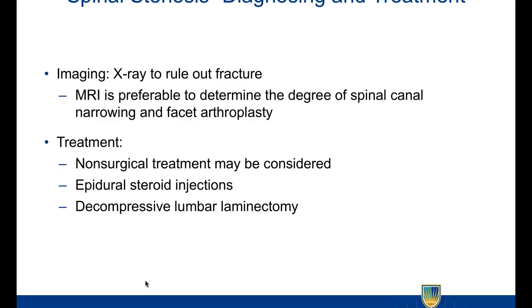For diagnosis and treatment, plain radiographs should be done to rule out fracture and may reveal facet arthropathy. MRI is preferable to determine the degree of spinal canal narrowing and facet arthropathy resulting in nerve impingement. Treatment: non-surgical treatment may be considered for patients with moderate symptoms, which includes NSAIDs, physical therapy, topical steroids, and ESI.